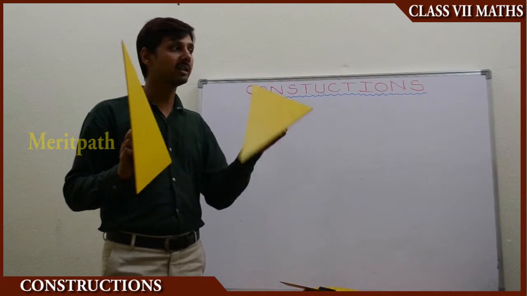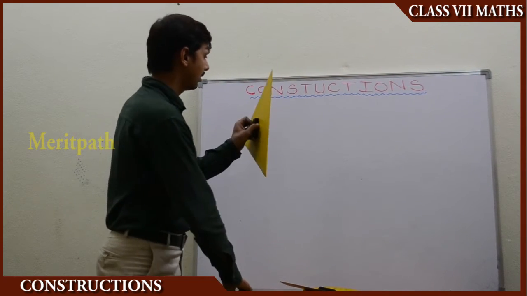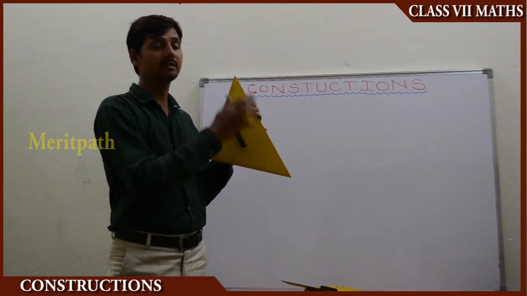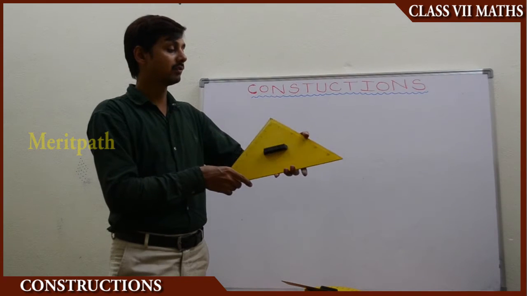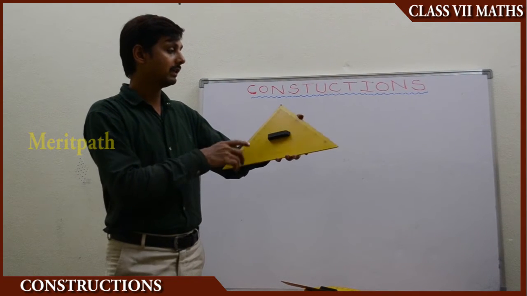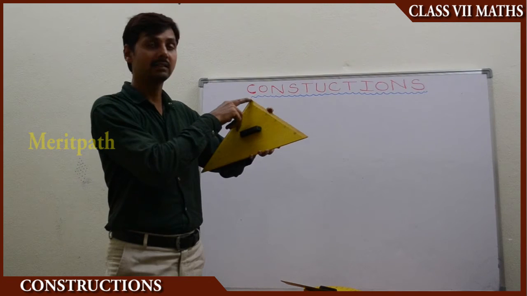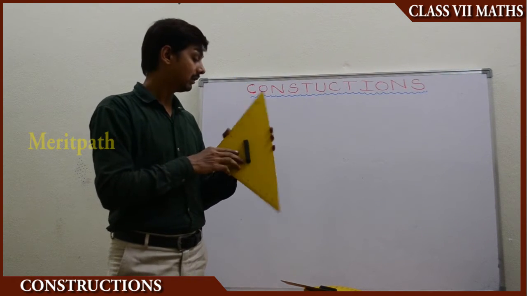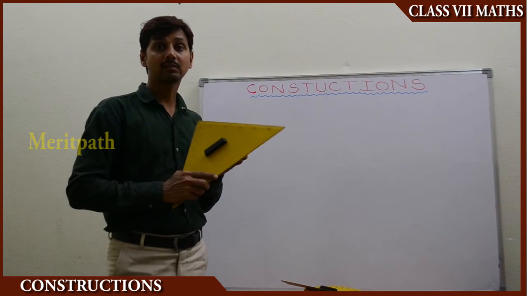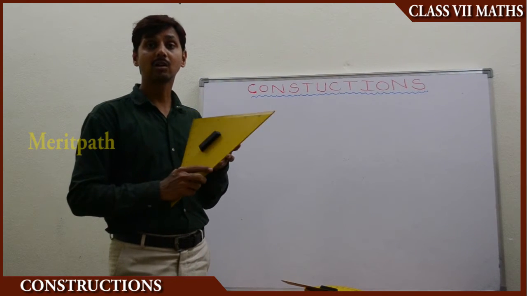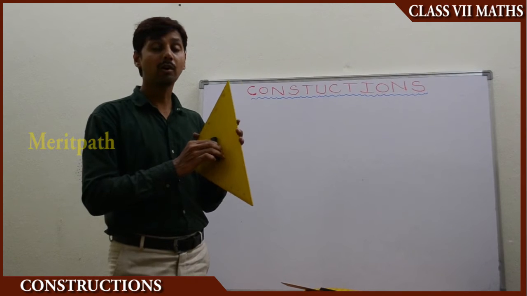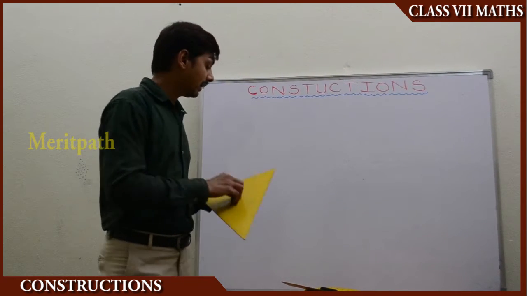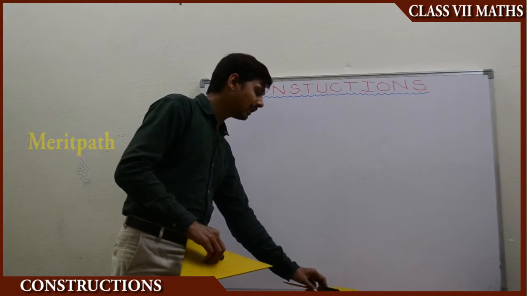And we have another set square here. One angle is 90 degrees, and the remaining two angles are 45 and 45. These two angles are equal: 90, 45, 45. We also draw angles, construct perpendicular lines, and draw parallel lines using these two set squares. Let's start with the line segment.